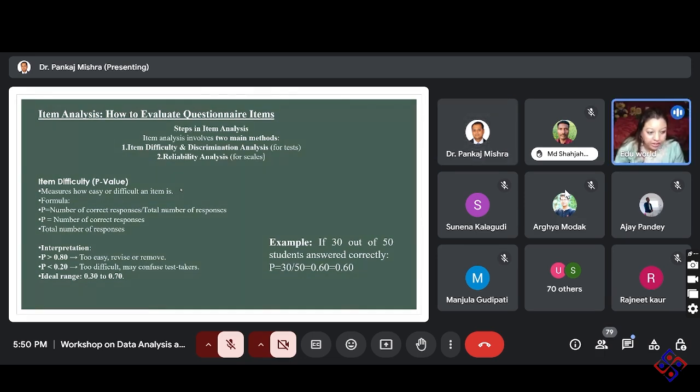Now, after doing the expert validation also, we have to do the item analysis. This item analysis is done after the pilot testing. After you have done the pilot testing, you have to do the item analysis. So item analysis involves two processes. First one is the item difficulty. You have to find out the item difficulty and the discrimination analysis. And the second one is the reliability analysis.